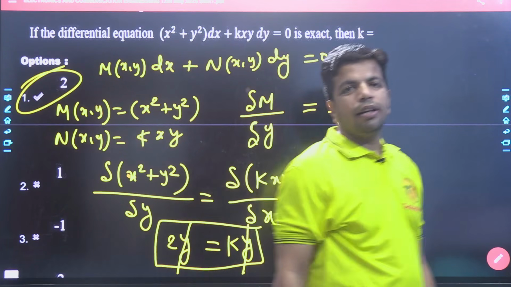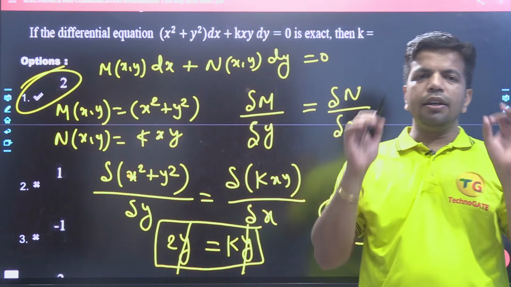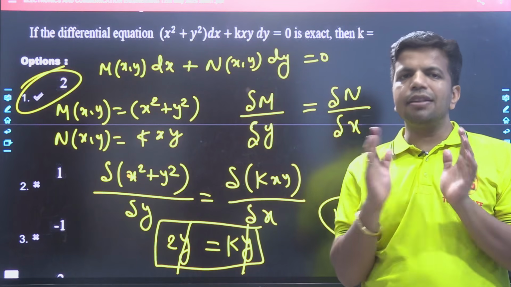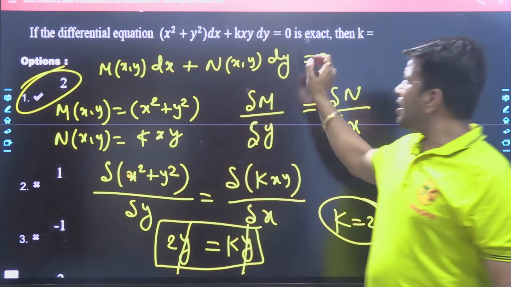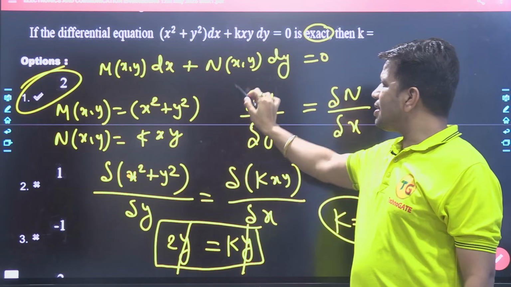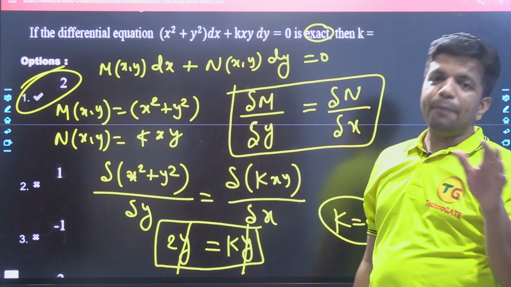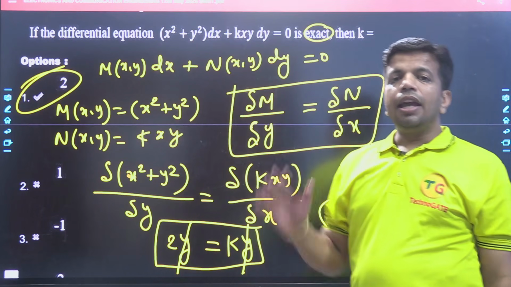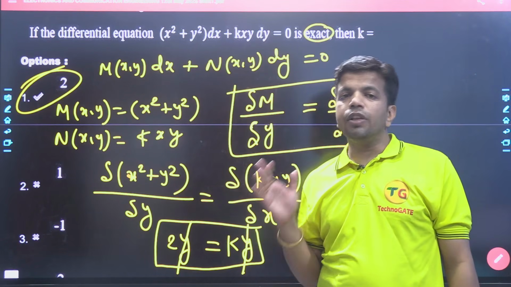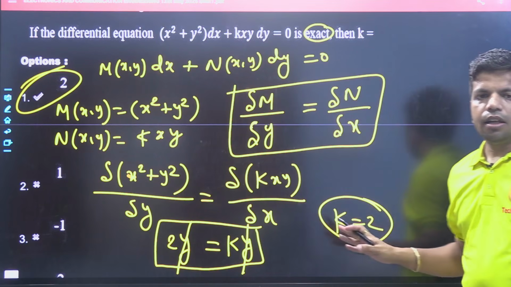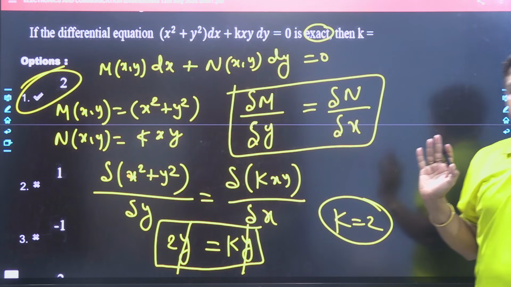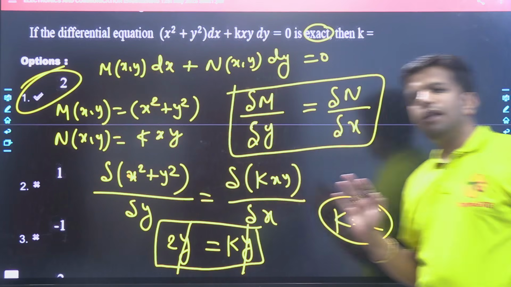Are you getting that point? So simply you need to compare with the generalized equation, and then they are saying that it is exact. So when this condition is going to be satisfied, we need to differentiate M with respect to y and take the partial differentiation of N with respect to x, and simply you get your result. Got it?